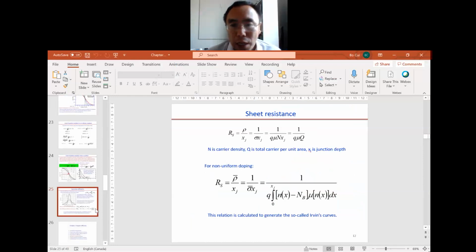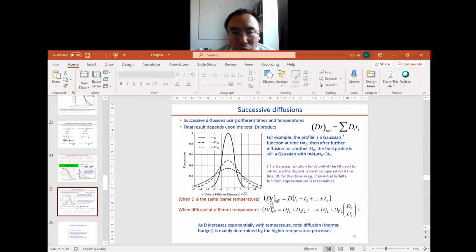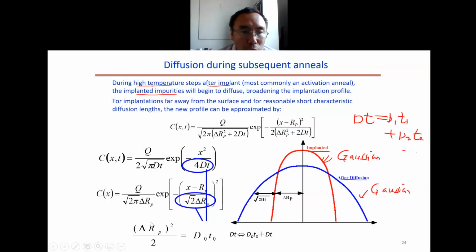So we have this one. The total Dt value is the sum of D1 t1 and D2 t2. So now what do we need to know? We need to convert. We have this profile after implantation, which corresponds to this red color curve.